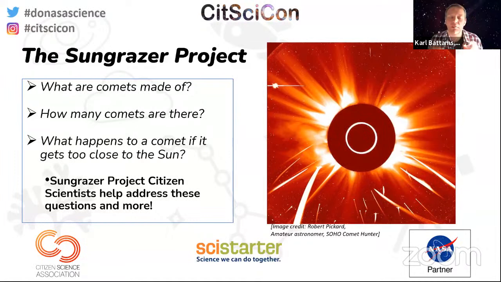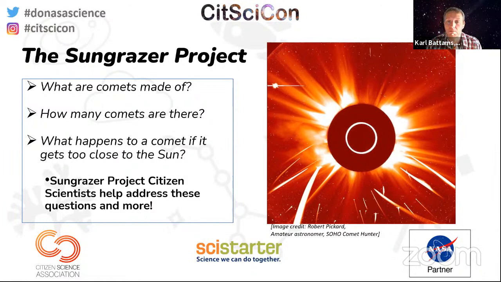So we have questions like, what are comets made of? How many comets are there out there in space? And specifically with the Sungrazer project, what happens to one of these comets if it gets too close to the sun? And so with the help of citizen scientists, we aim to address that question.